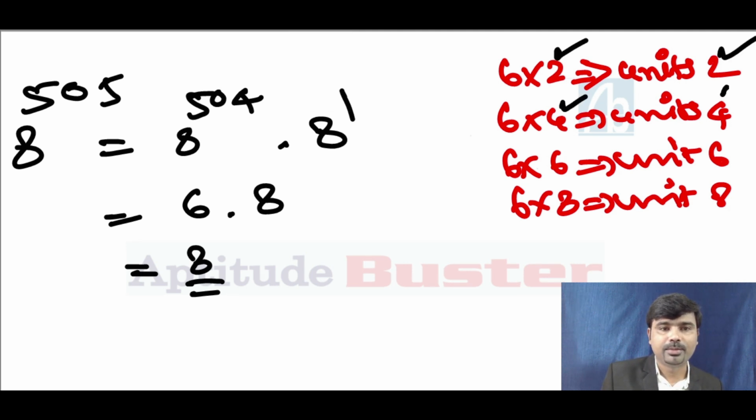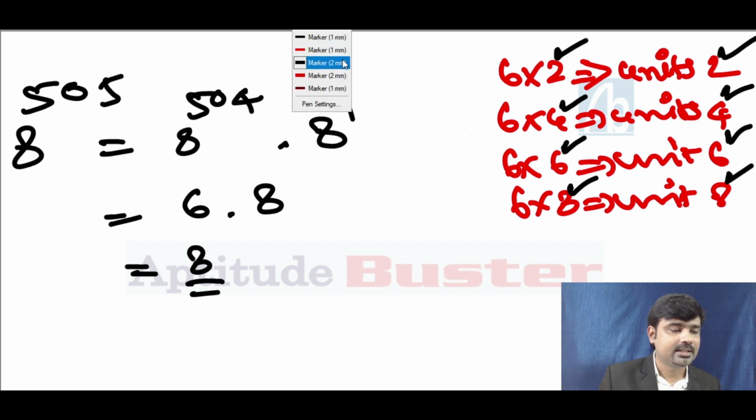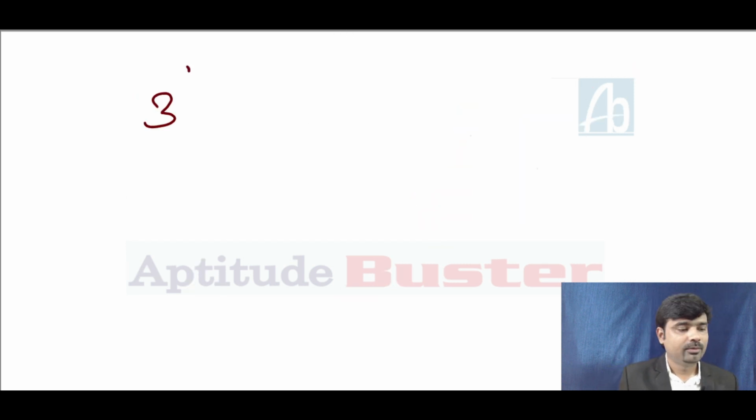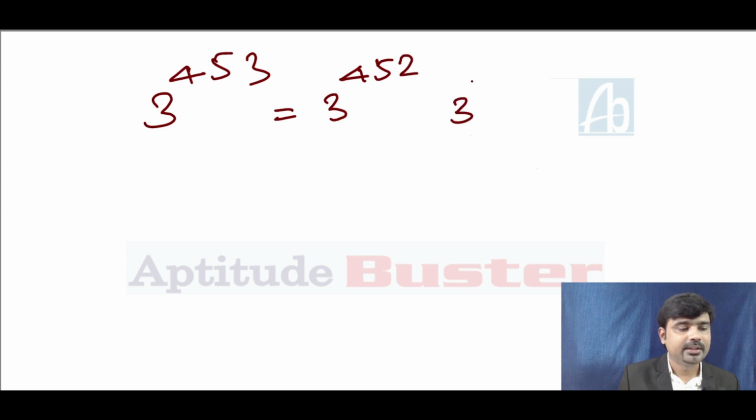6 into 4, units place is 4. 6 into 6, units place is 6. 6 into 8, units place is 8. From this you can understand here 6 acts as 1 and 3 power 453 can be written as 3 power 452 into 3 power 1.